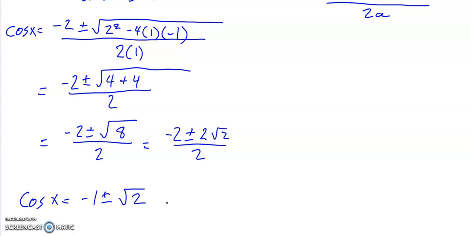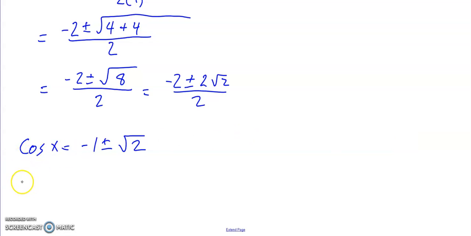Now what we need to do is find the inverse, because what we're saying is the cosine of some angle in radians is this value. Well, we need to find what the radians are. So to find the radians, we are going to do inverse cosine of -1 plus or minus radical 2, and that's what my angle will be in radians.